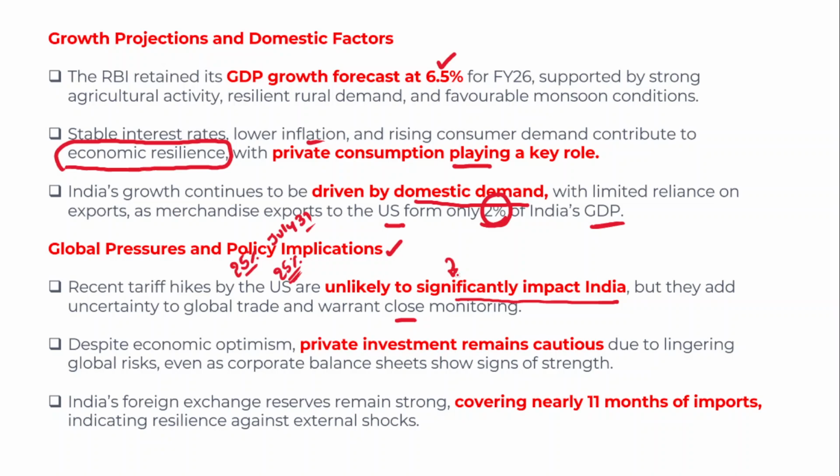However, despite economic optimism expressed by the RBI's Monetary Policy Committee through its policy stance, private investment remains cautious due to the lingering global risks and geopolitical turbulence, even as corporate balance sheets have shown signs of strength in recent times. And apart from that, India's foreign exchange reserves stand at around 650 billion US dollars. Therefore they remain strong and cover nearly 11 months of imports, indicating resilience against external shocks such as the US imposing tariffs on Indian goods. So I hope you have understood this as well.